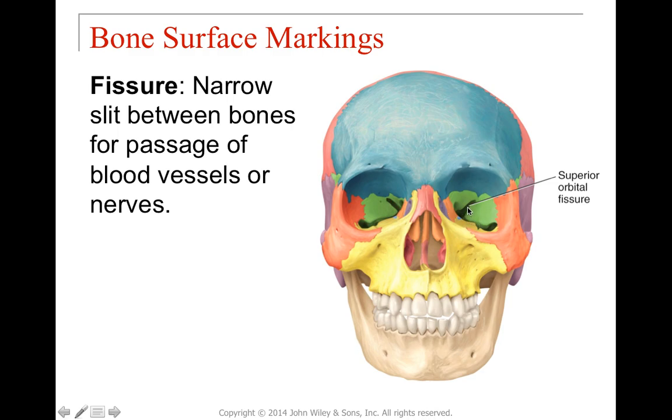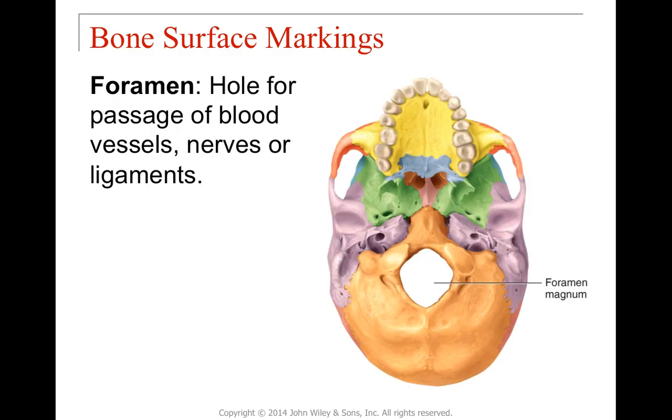So here's an orbital fissure, for example, and it allows the passage of blood vessels or nerves from one side of the bone to the other. And we're going to see several sets of fissures as we go through. Foramen just means hole, so foramen is a larger hole generally.